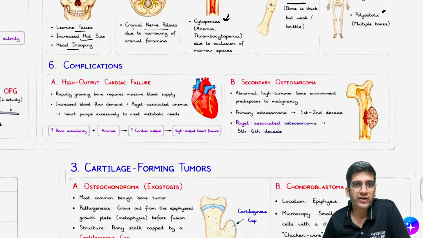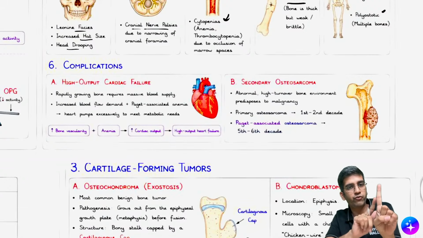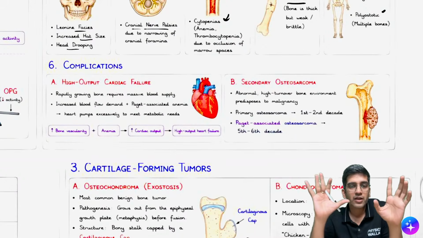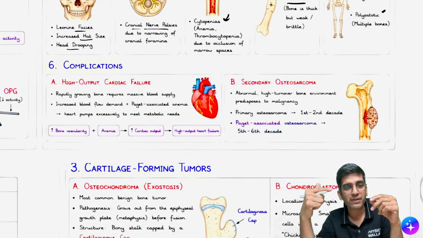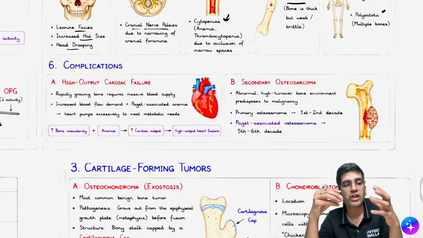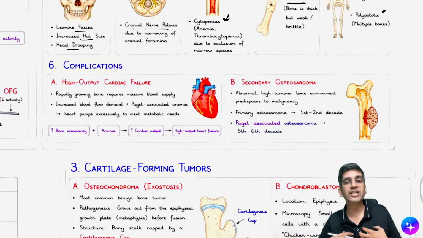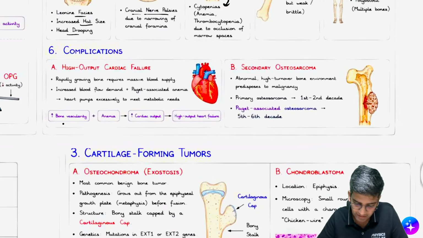High output cardiac failure is one of the complications. Why is there a high output cardiac failure? One bone is forming, resorbing. It needs a particular blood supply. Imagine 20, 30 bones in the body are hyperfunctional. When 20, 30 bones are hyperfunctional, automatically what will it do? Everything will consume blood supply. So the heart has to compensate for that. So the heart keeps on pumping more and more. So that results in high output cardiac failure.